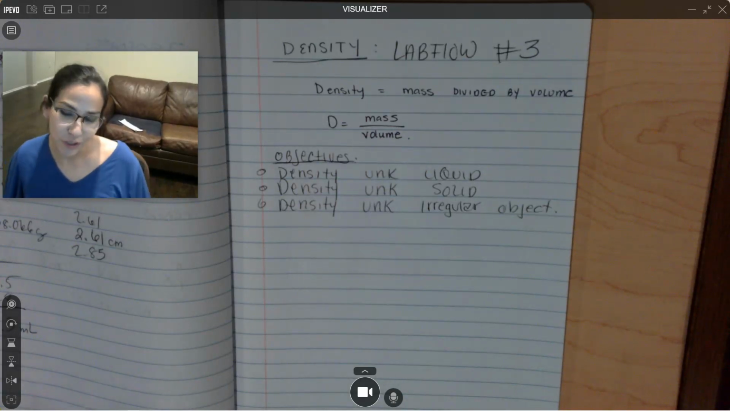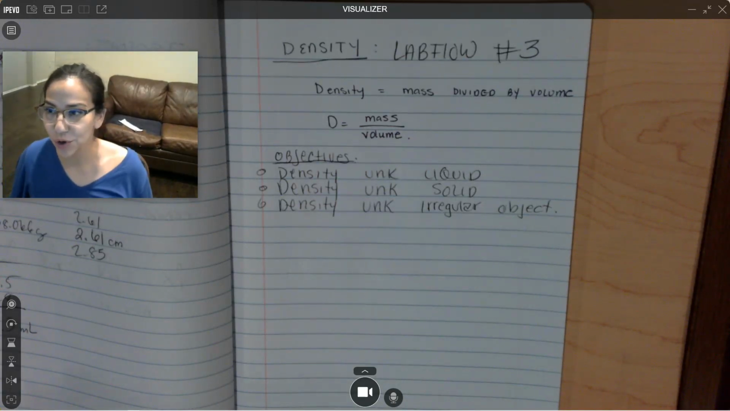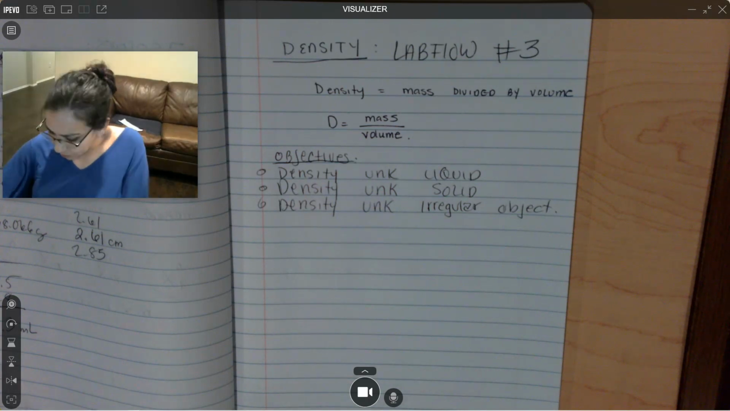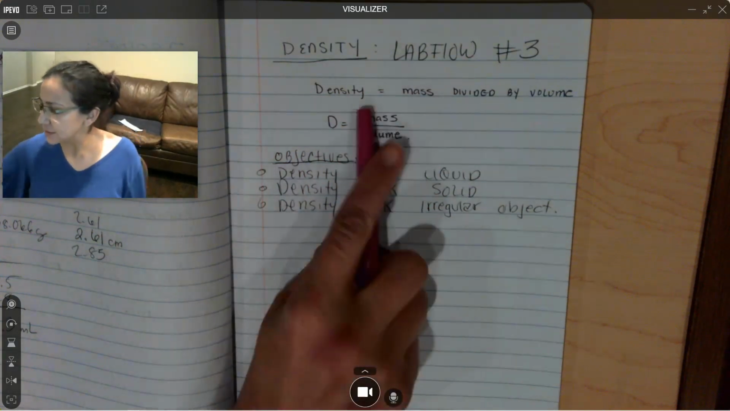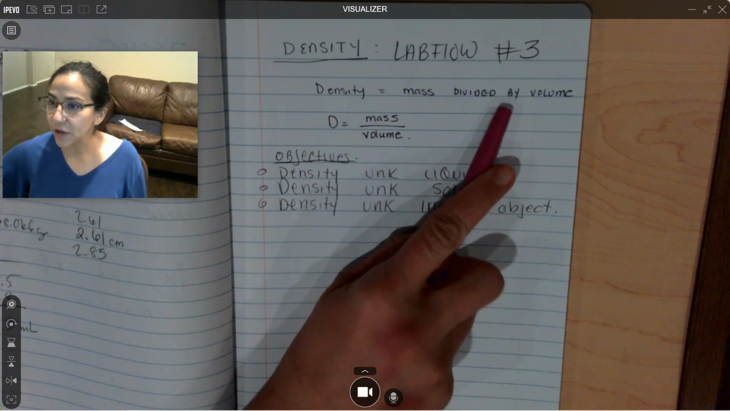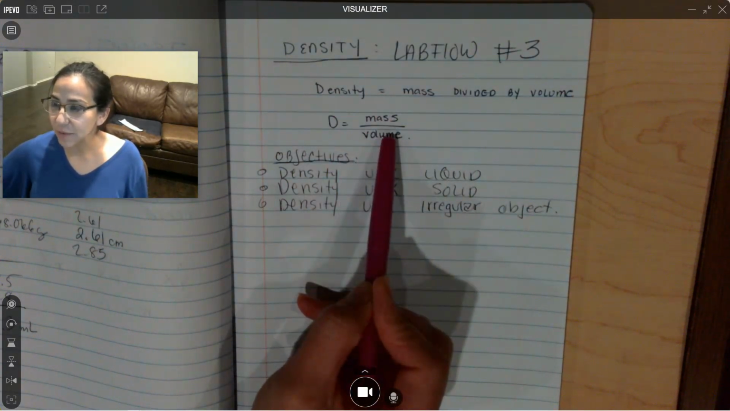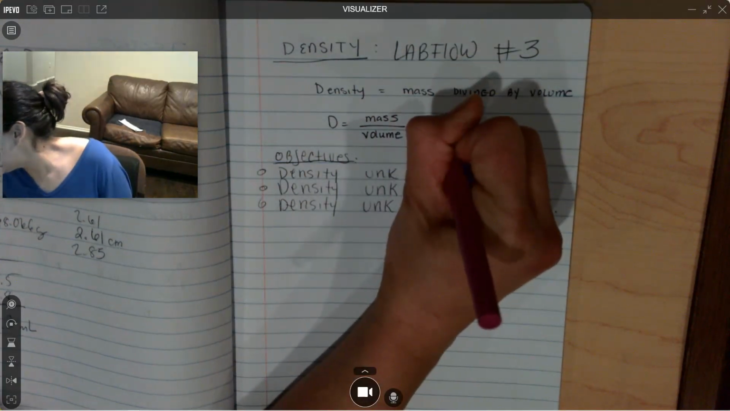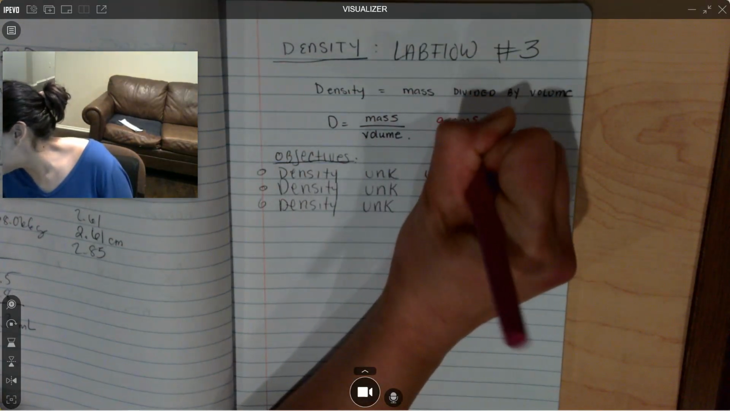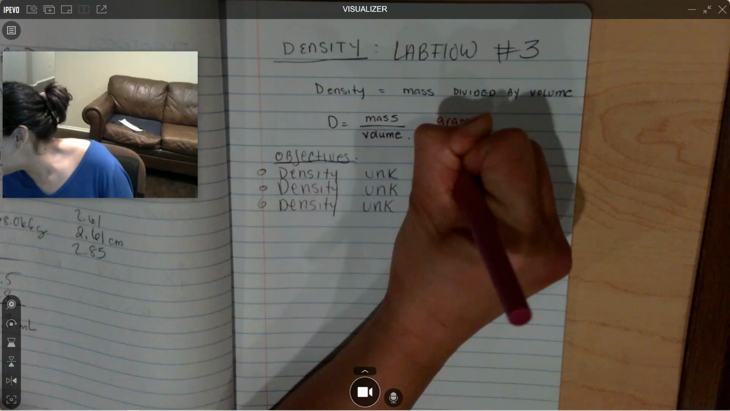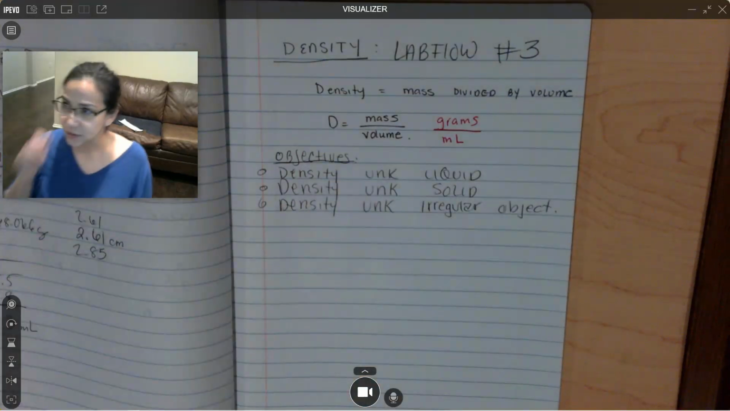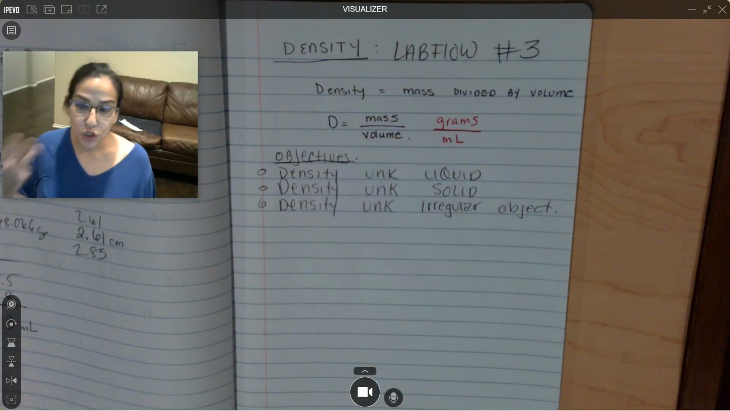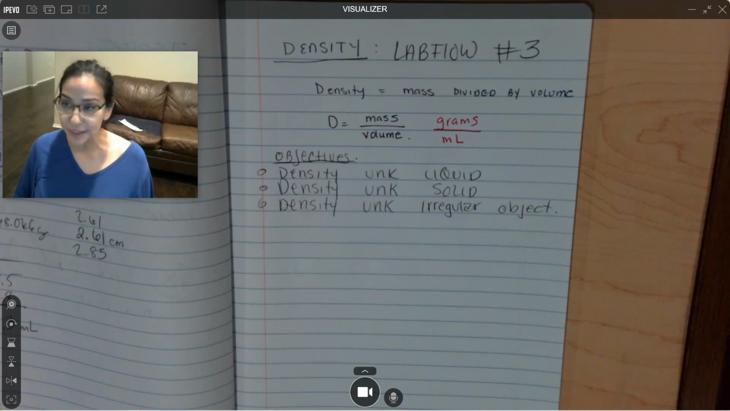So we're going to go over density for Labflow number 3. A couple things to know about density: density is equal to the mass divided by the volume. So mass divided by volume. Mass is in the unit of grams, and volume is in the unit of milliliters. There are 3 ways we're going to calculate density.